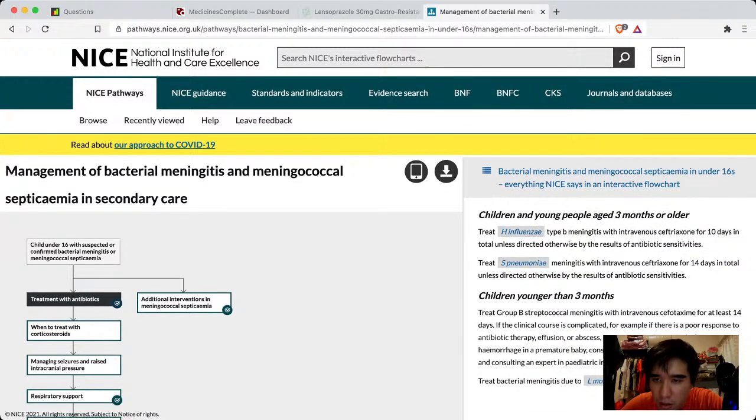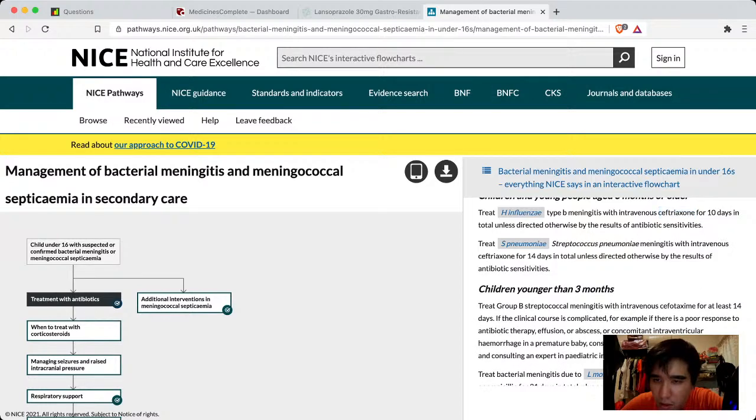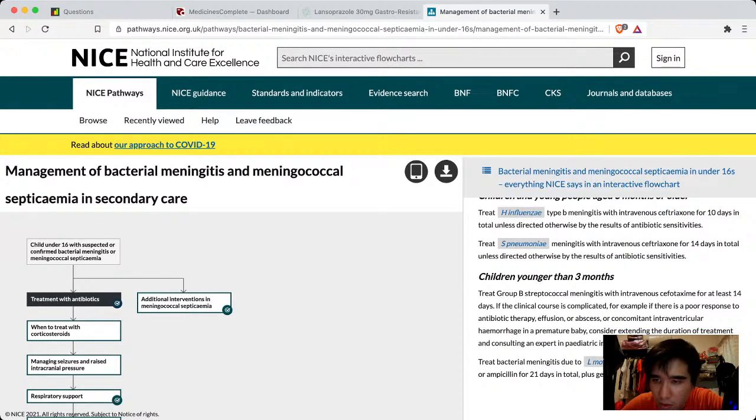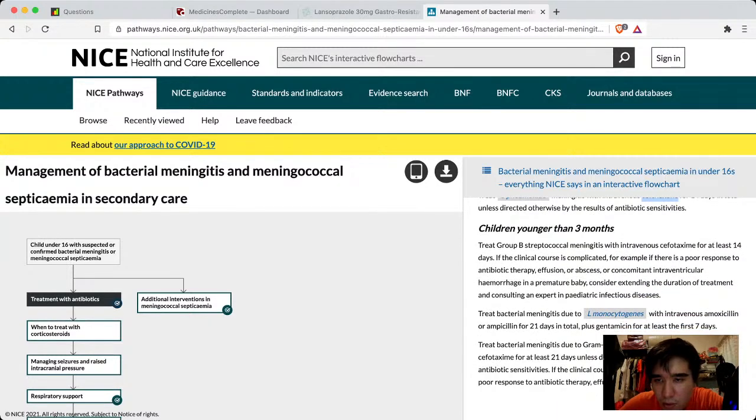Okay, this is after the culture, I think, once you know the organism. More than 3 months, if Haemophilus influenzae is the organism, give ceftriaxone for 10 days. If Streptococcus pneumoniae is the organism, give ceftriaxone for 14 days. Younger than 3 months, GBS. Yeah, G stands for GBS.